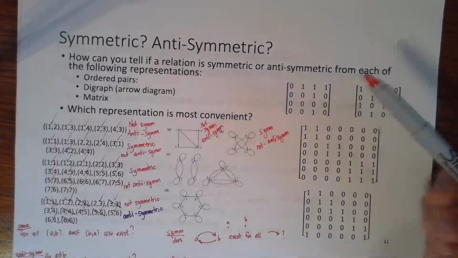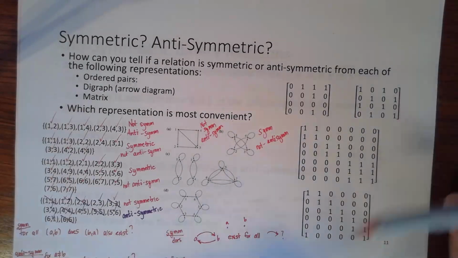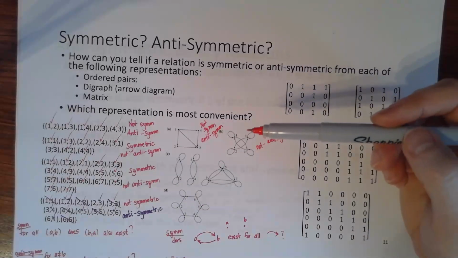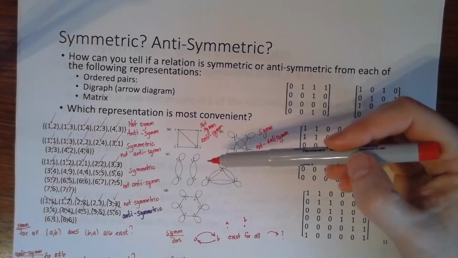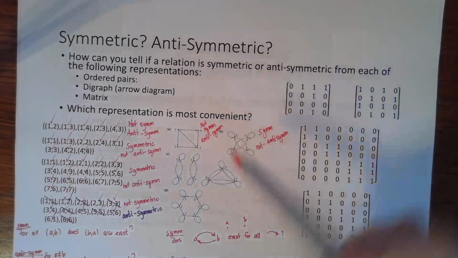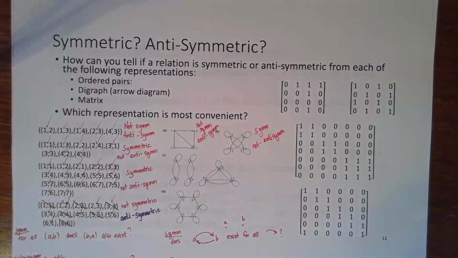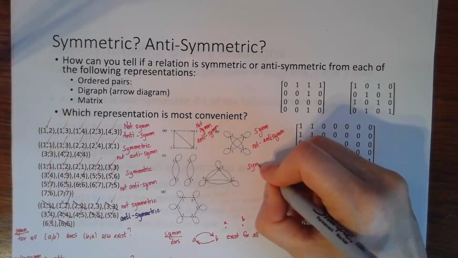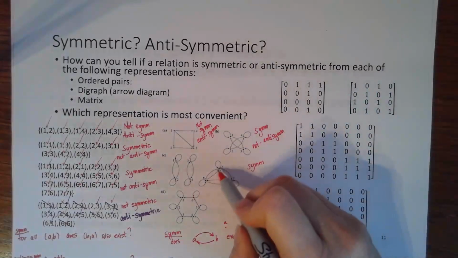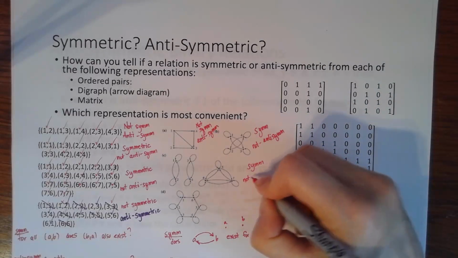Alright, for this one, you can ignore all of the self loops. Self loops will make it symmetric. So I have this pair, this pair, this pair, this pair, this pair. Every time I have one, I have the matching one coming back. So it is symmetric. And I have at least one pair where their two sides aren't the same, so it's not anti-symmetric.